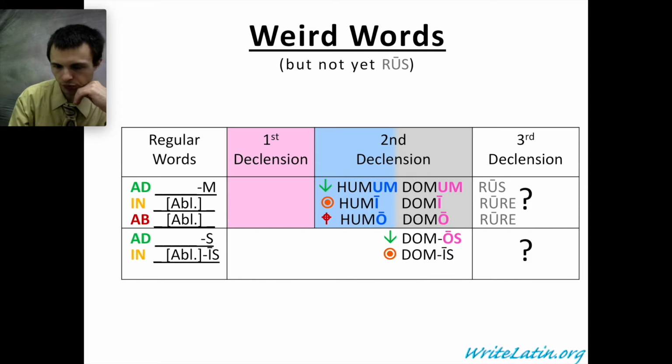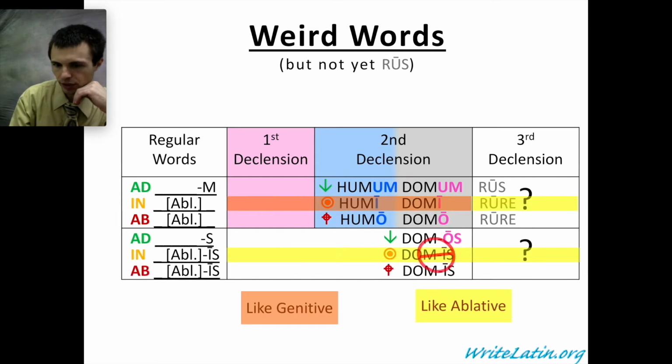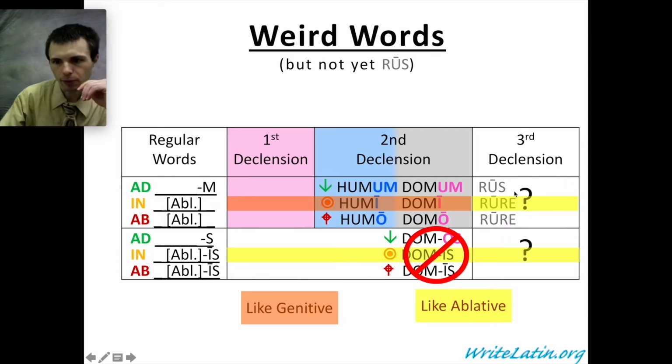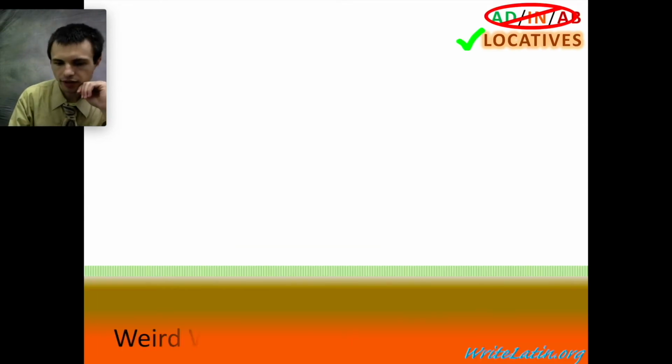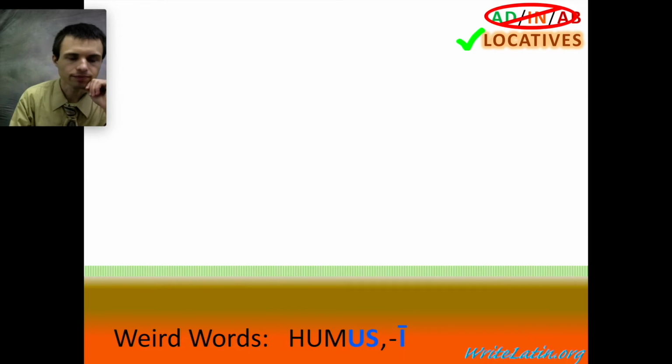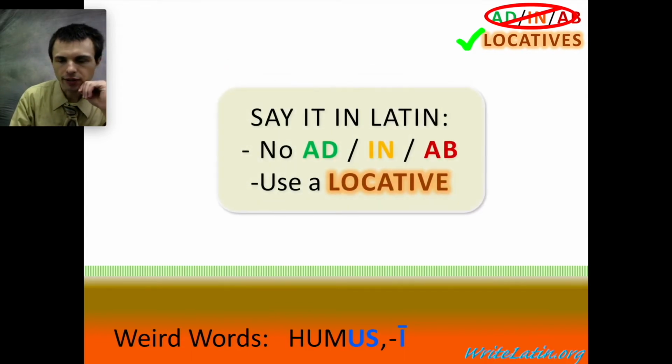Alrighty, domos, domis. But of course we don't have the plural, so I shouldn't have even done that. And then if you ever get third declension, rus is neuter. So I'm going home as I'm going rus. Alrighty, okay, so first humus. So say it in Latin with no ad, in, or ab, and use a locative instead of an ablative.